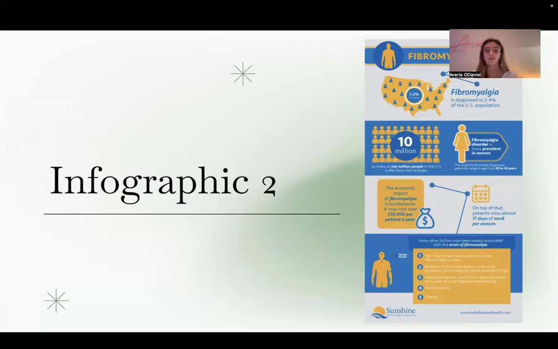And this infographic is from Sunshine Behavioral Health. It communicates all the facts very clearly, but it does not feel personable or relatable to younger people.